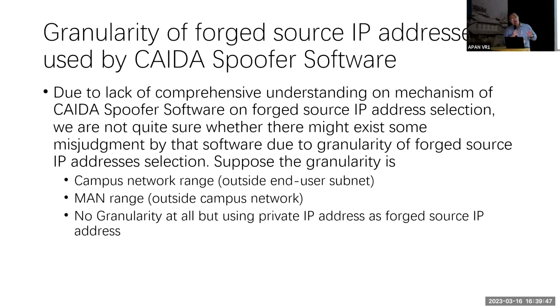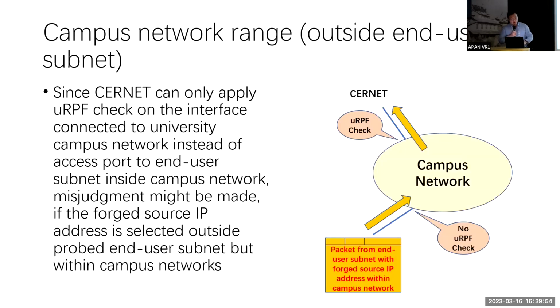Let's take a look at the three types of granularity. The first one is the campus network range. Since CERNET can only apply the URPF check on the interface connected to the university campus network instead of the access port to the user's subnet inside the campus network, a misjudgment might be made if the forged source IP address is selected outside of the user's subnet but still in the same campus network.